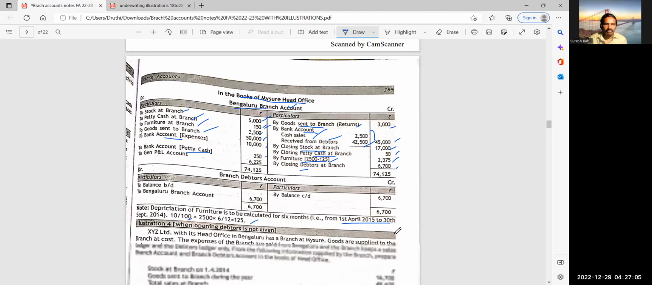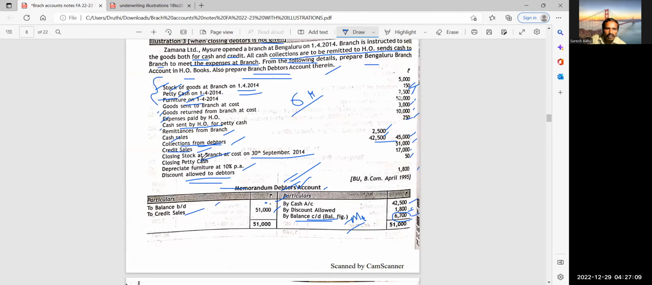Closing debtors, which we found out, 6,700. Here it is. If you don't understand, repeat once again, you'll find it, right? See, closing petty cash 50 rupees itself they have given. So we have recorded, that's it. Here it is not imprest system. Petty cash we are not recording, imprest system.